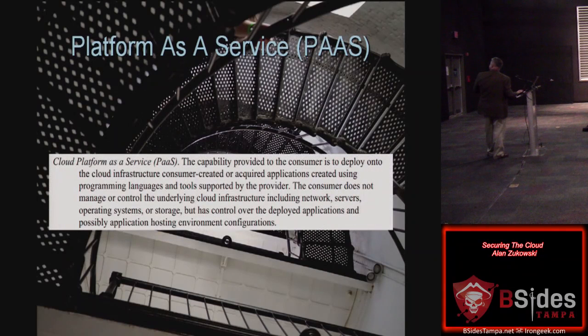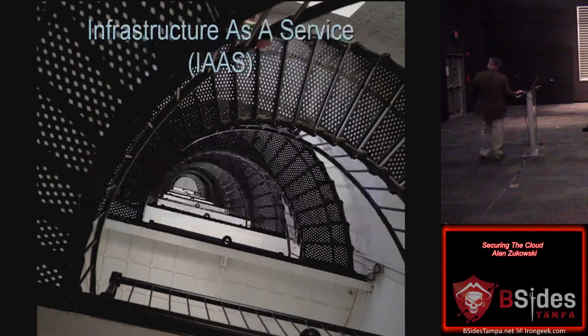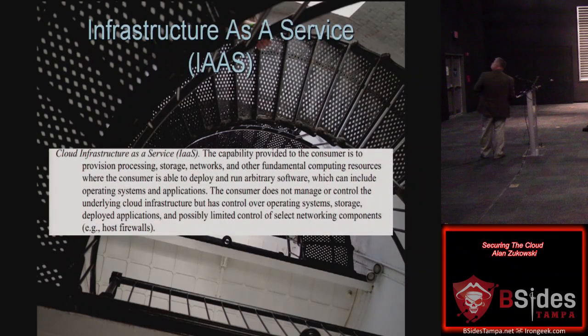Platform as a service, the capacity provided to the customer is to deploy onto the cloud infrastructure customer-created or acquired applications, created using programming languages and tools supported by the provider. Okay? And infrastructure as a service, the capability provided to the customer is to provision processing, storage, network, and other fundamental computing resources, where the consumer is able to deploy and run arbitrary software, which can include operating systems, applications, and that sort of thing. Why is this all important?